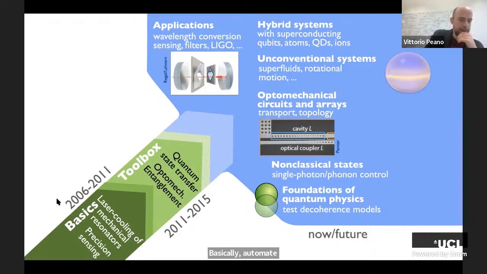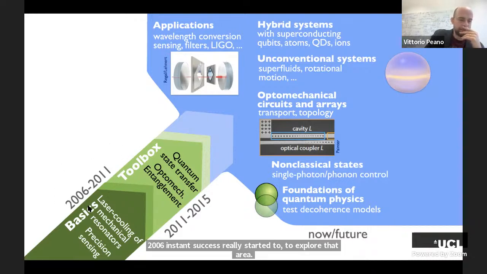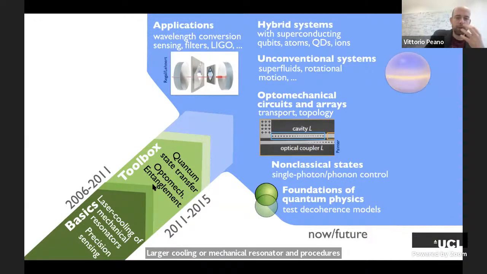The idea is that it's some kind of historical overview. Optomechanics started more or less in 2006. In 2006, it really started to explode. There were earlier pioneering experiments. At the beginning, the goal was to achieve laser cooling of mechanical resonators and precision sensing. And then people started to develop a quantum toolbox, being able to transfer states from the optics to the mechanics, create optomechanical entanglement and such things. And this has now led to many applications like wavelength conversion, sensing, and filters.